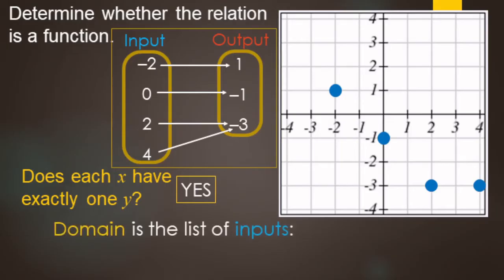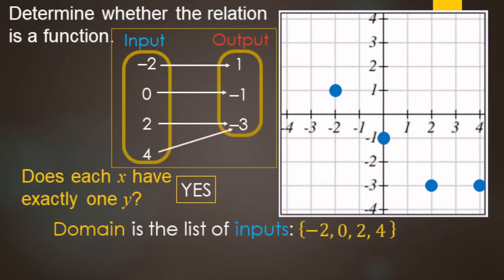Quick review question. What's a domain? Right? So that goes with the inputs or the x's. So that's going to be our list of inputs either from here, or you can look on the graph. We got -2, 0, +2, and +4 looking from the graph. So again, -2, 0, 2, and +4.